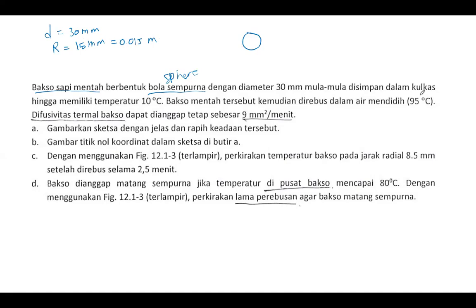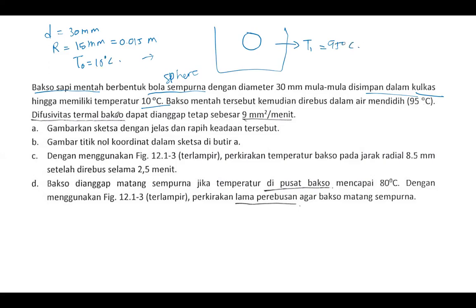And then it was put in the fridge. The temperature is at 10 degrees Celsius. So maybe the T0, the initial temperature, would be 10 degrees Celsius. Okay, and then it is boiled in hot water, boiling water, 95 degrees Celsius. So let's say it is put suddenly into a temperature of 95.